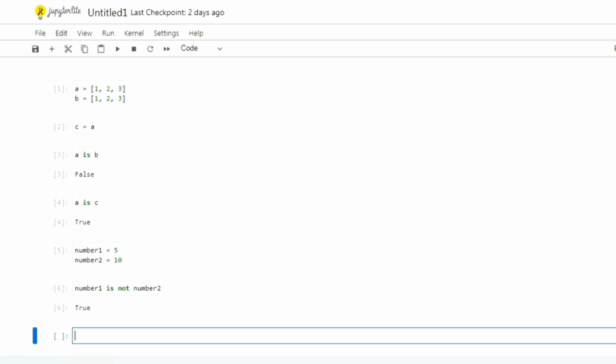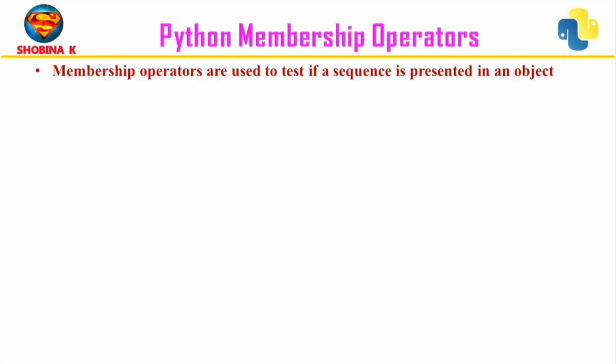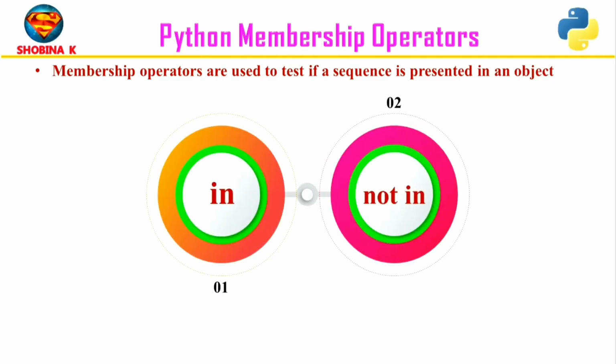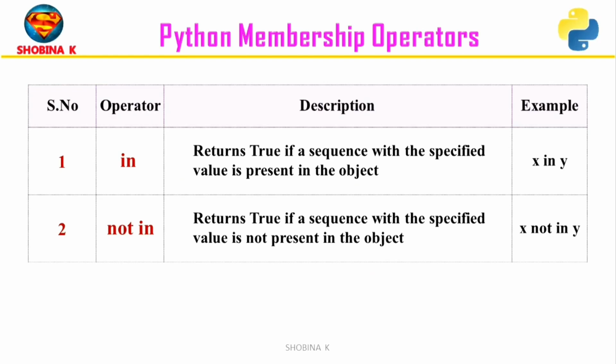Now let's talk about the next one, which we have as membership operators. Python membership operators are used to test whether a value is a member of a sequence or not. The two main membership operators are in and not in. In returns true if a value exists in a sequence and false otherwise, whereas not in returns true if a value does not exist in a sequence and false otherwise. These operators are commonly used with strings, lists, tuples and other iterable types.